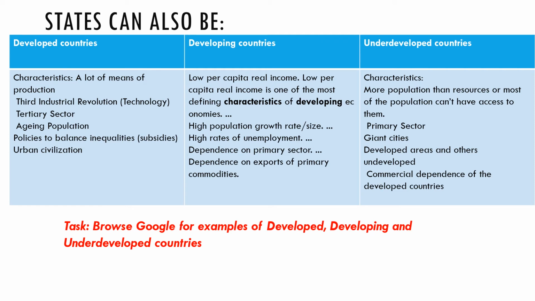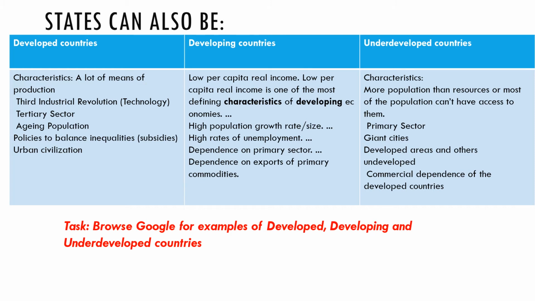States can also be differentiated according to their economic development. So we could say that we have developed, developing, and underdeveloped states. If we're talking about developed states, they have a lot of means of production. They focus on the technological sector or tertiary sector. The population is most likely aging.